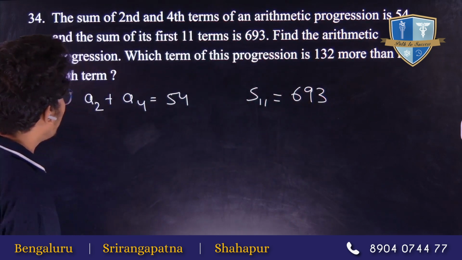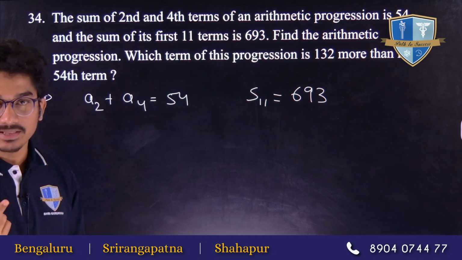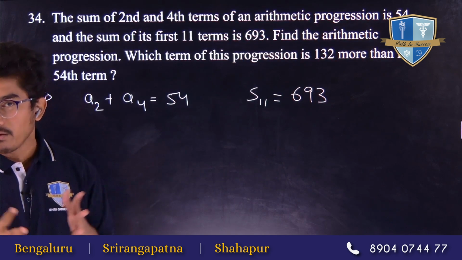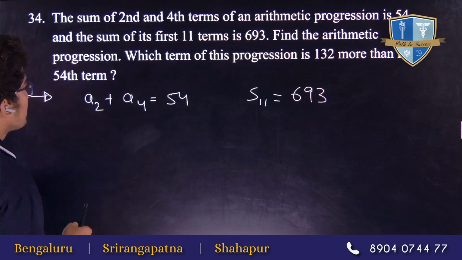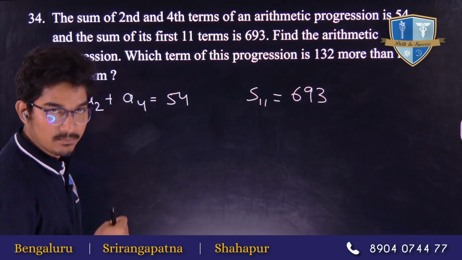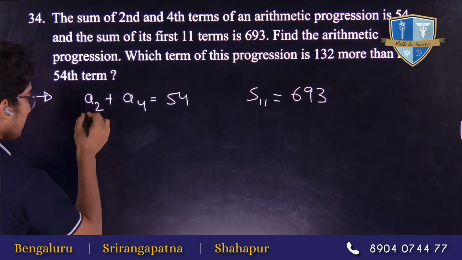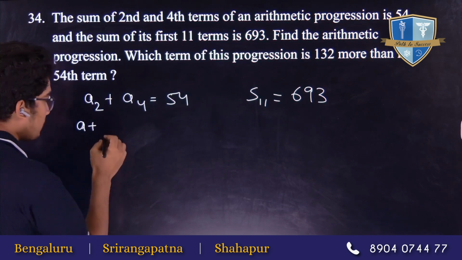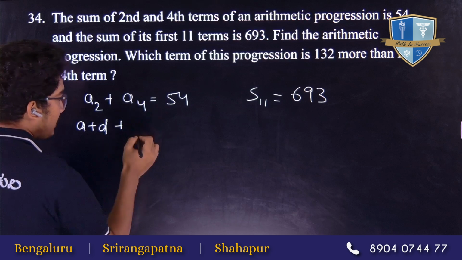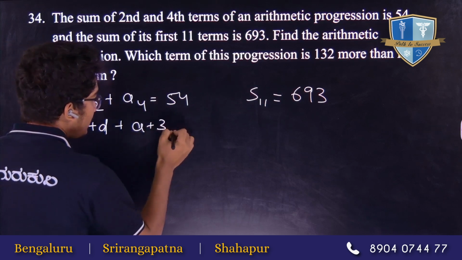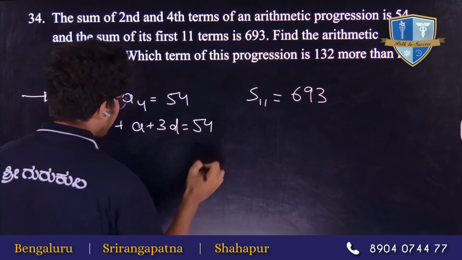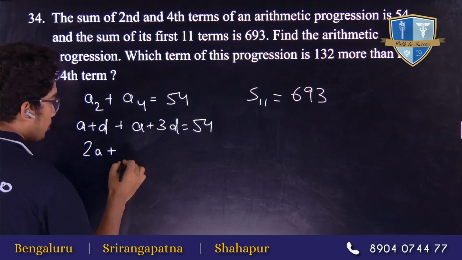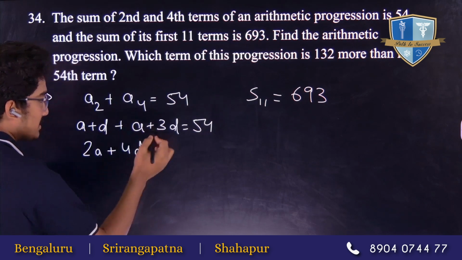So we have two equations and we have two unknowns as well, that is the first term and the common difference. If we know the first term and the common difference, we can find any arithmetic progression. So from these two equations we can find the first term and the common difference. So let's try. Our second term will be a plus (2 minus 1)d, that is only d, plus the fourth term, which will be a plus 3d, is equal to 54. A plus a will be 2a, d plus 3d will be 4d, is equal to 54.